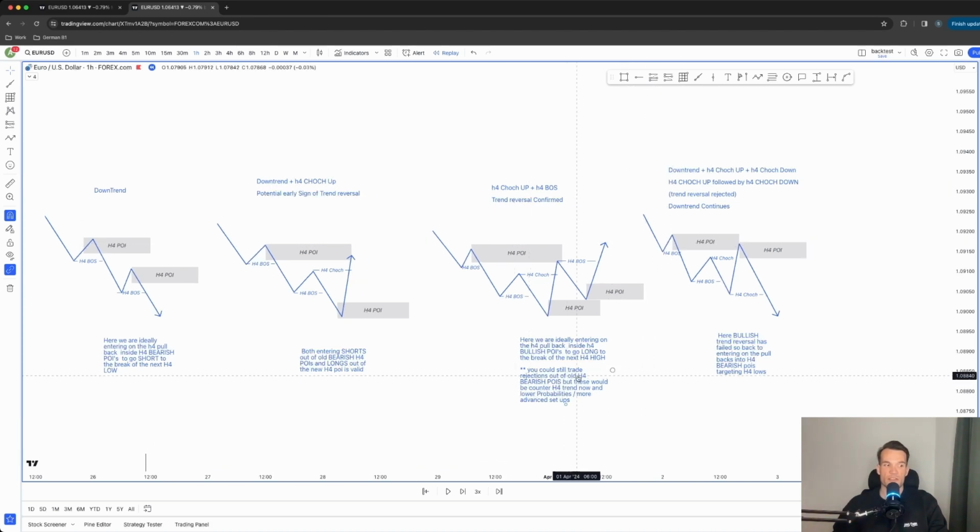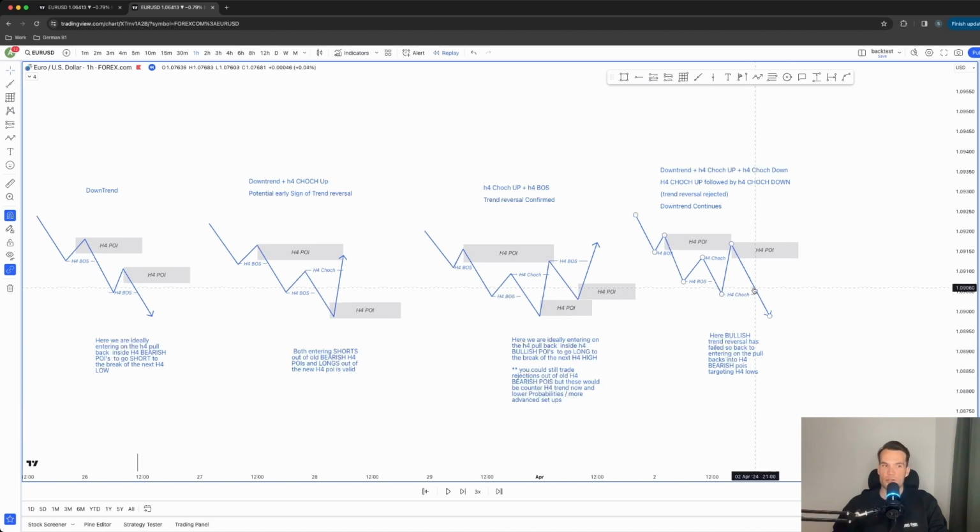A disclaimer, you can still trade reactions out of old H4 bearish points of interest, but these would be counter the H4 bullish trend now and lower probability, and we would look for an M15 CHoCH to trade the pullbacks here. It's a more advanced setup.